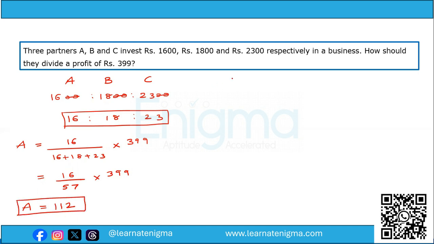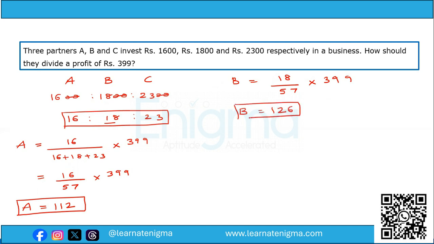Similarly, we can find out for B and C. So B's profit share will be 18 upon 57 into 399. Okay, so that comes out to be 126.